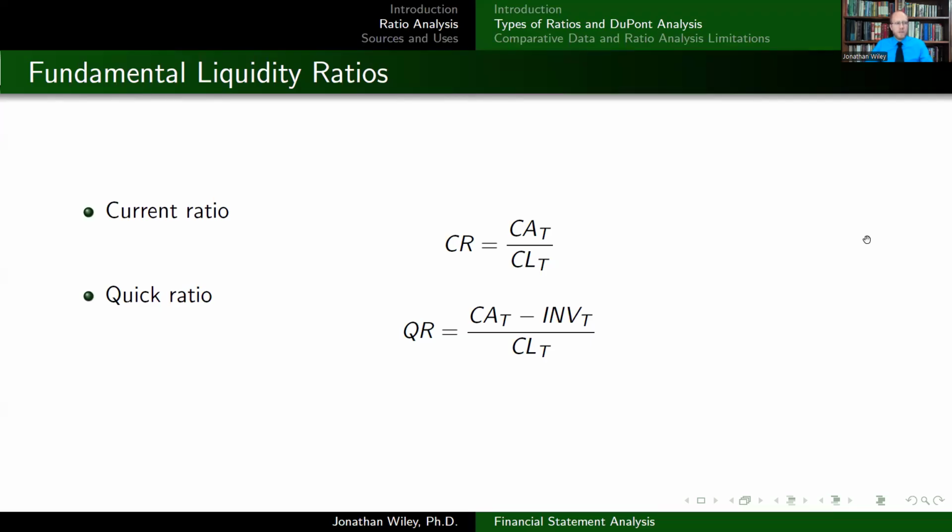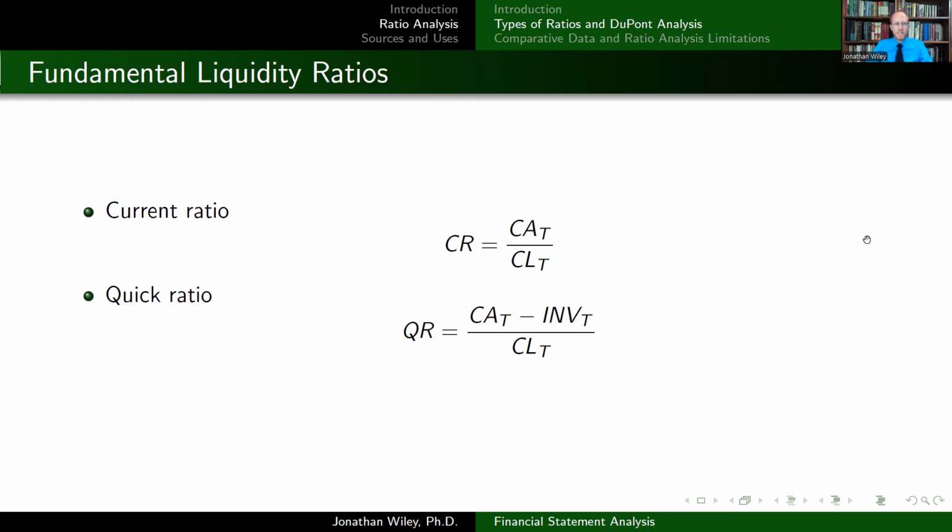In this video, I'm going to talk a little bit about a couple of fundamental liquidity ratios. So for the ratios I'm going to talk about today, we have the current ratio and the quick ratio. So with the current ratio, we take the current assets at time t, so one particular point in time, and we divide it by the current liabilities at time t. So again, one point in time.